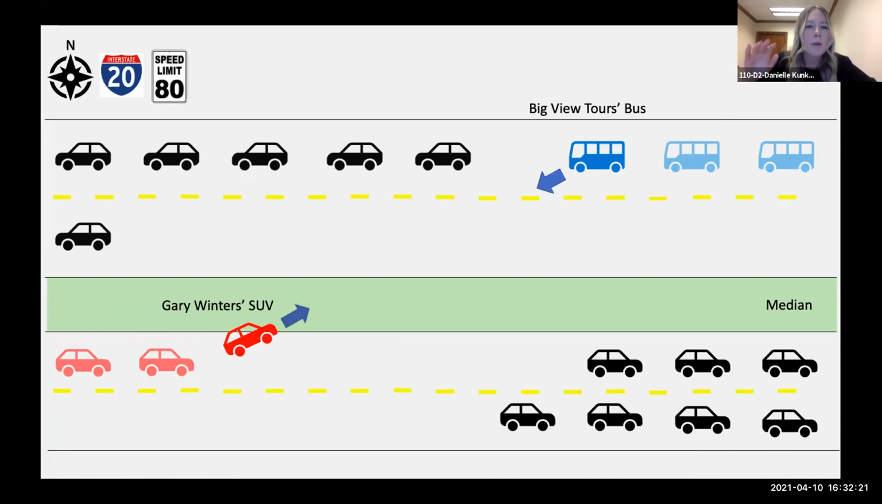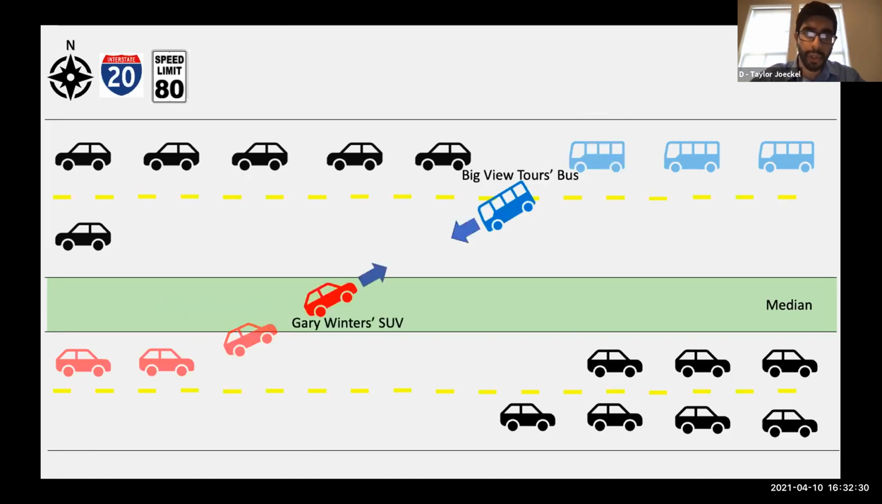And sir, you were describing what the bus had to do to avoid those cars. Can you tell us that again? Yeah, so in order to avoid the stopped cars in front of it, the bus swerved into the left-hand lane around the backmost car. Did Gary Winters cross all the way over that median? He almost made it there, and then he ran into the bus.